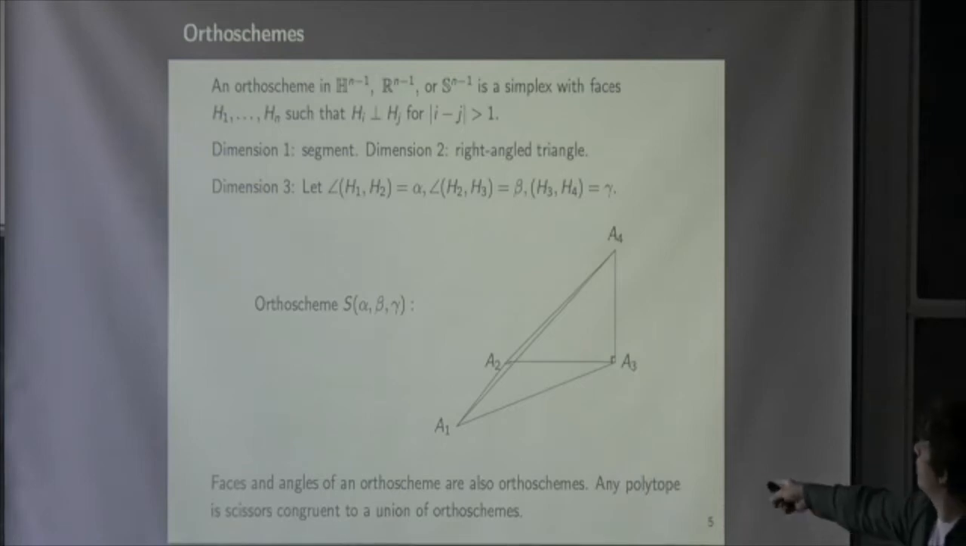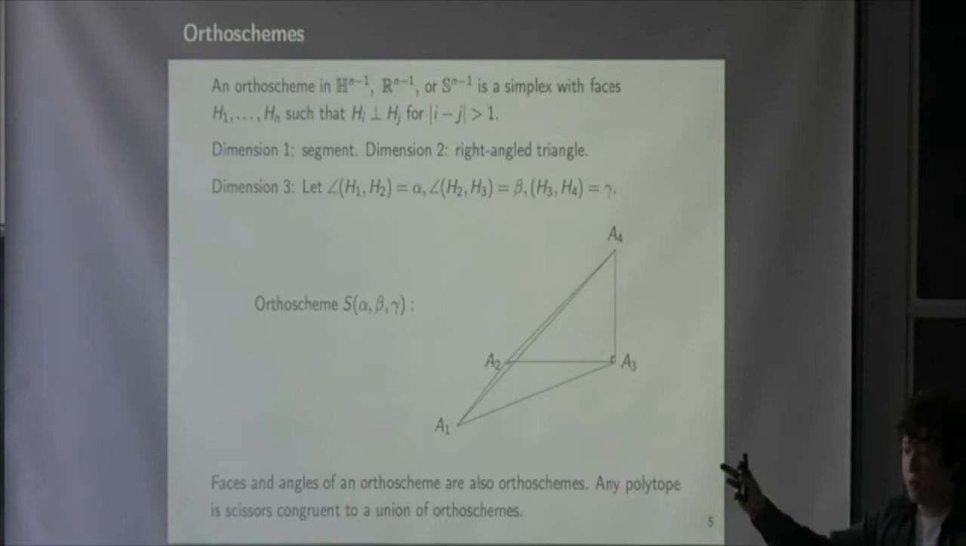And also any polytope is scissors congruent to a union of orthoschemes. So what that means, you can take an arbitrary polytope, cut it into simplices, and cut those simplices into orthoschemes. And so if I want to express the volume of a polytope through some simpler functions, I can restrict myself to orthoschemes. That's without loss of generality. So that's what Lobachevsky did.